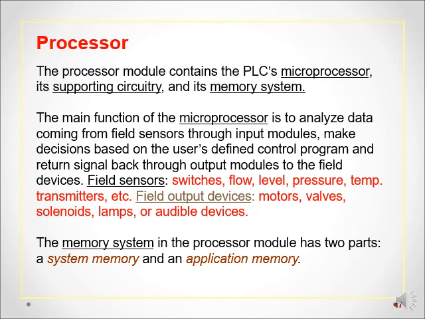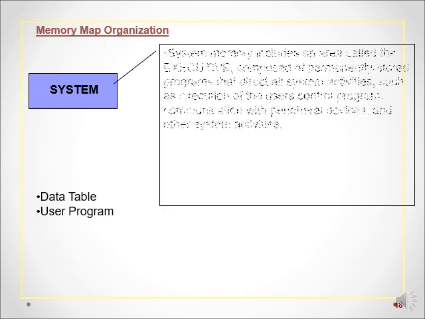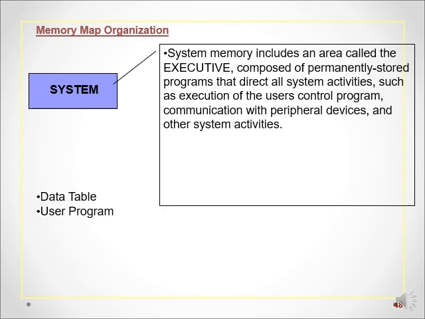The processor is basically like the processor in a computer system. It is a central processor unit, and it has a memory system which has system memory and application memory. This is how the memory map can be considered. System memory includes all the executive, permanently stored programs. When you store the program, it is stored in a ROM, read-only memory, so it is permanently stored. Even if you turn off the power, the program remains there unless you erase it.